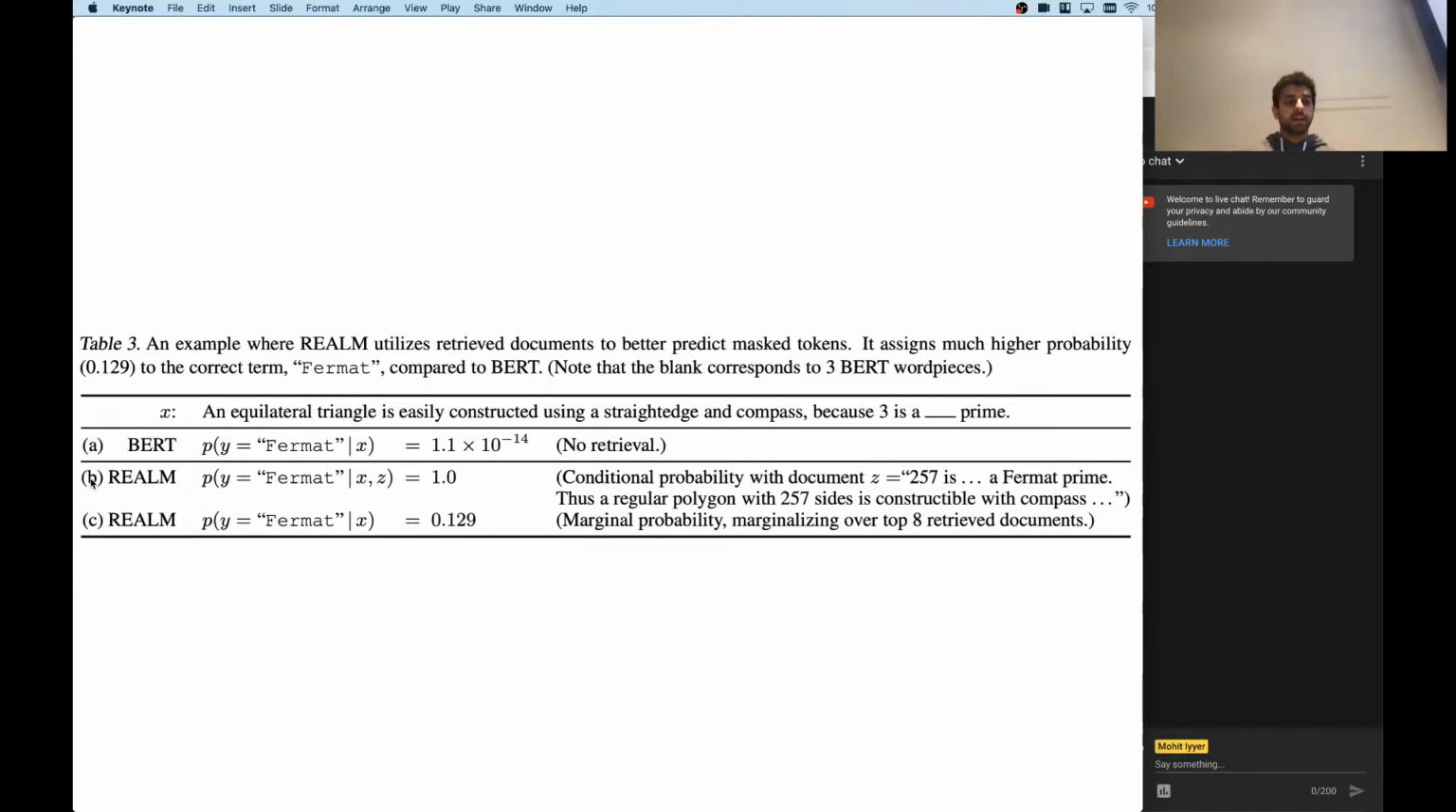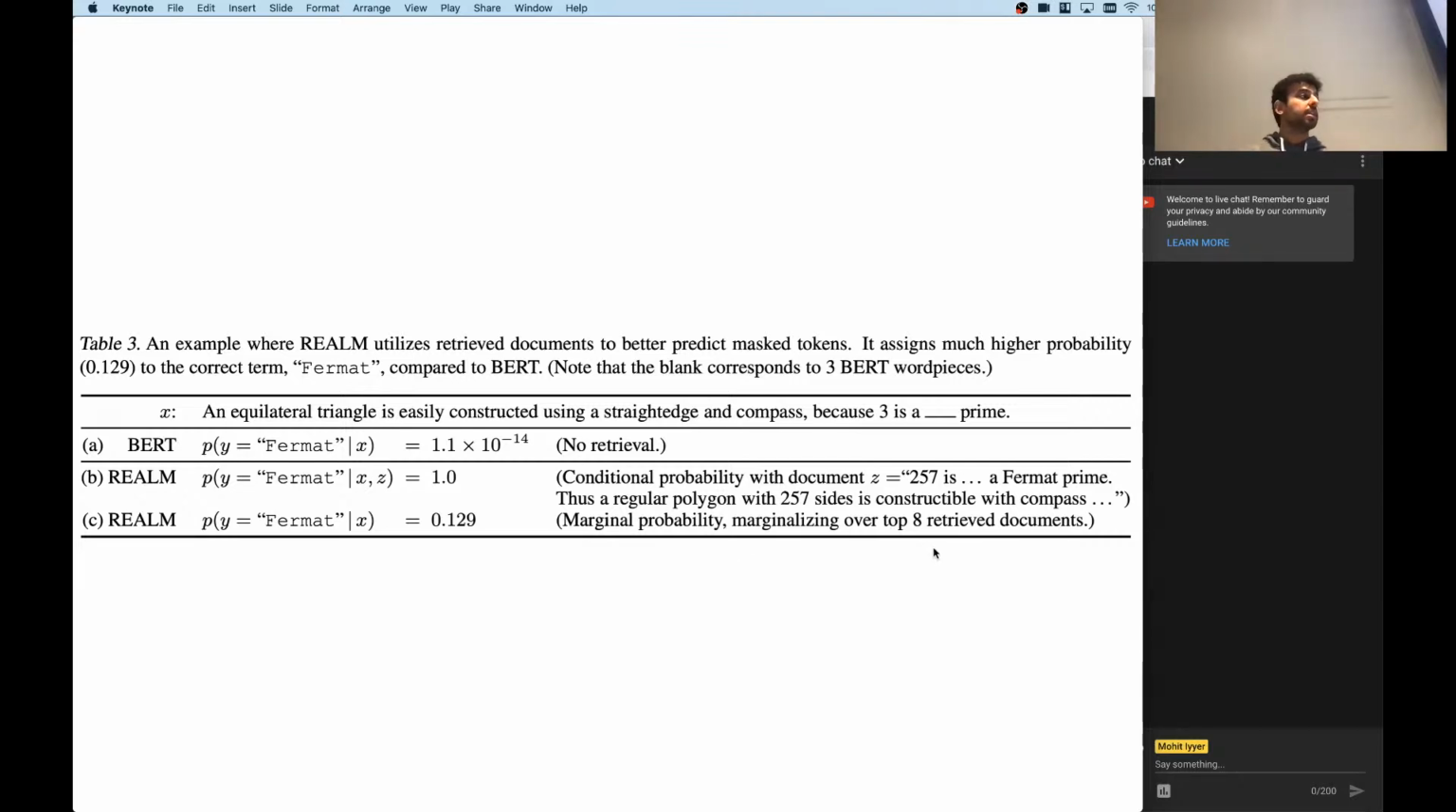And then you see here that when it gets the correct document, or when it uses its retrieval and then augments the input with the retrieved document, here it says 257 is blah, blah, blah, Fermat prime. Thus, a regular polygon, blah, blah, blah, is constructible with compass. The probability of Fermat, given that you append this document to this input, is 100%. So it was able to basically just copy this information and use that in getting its probability distribution.